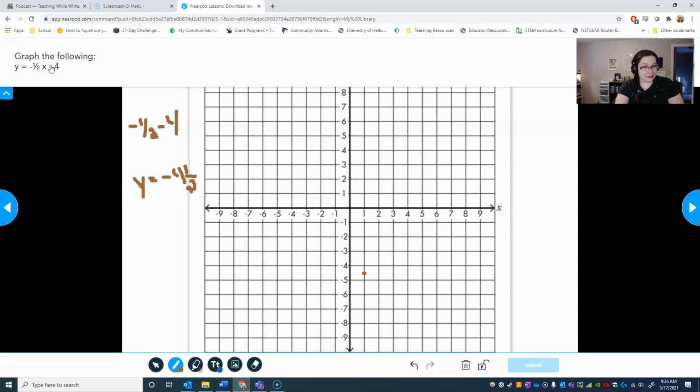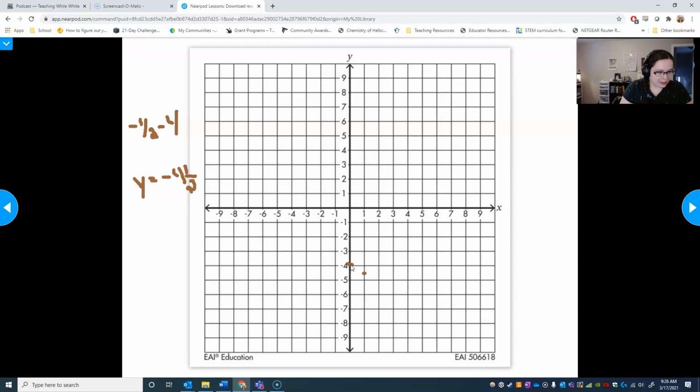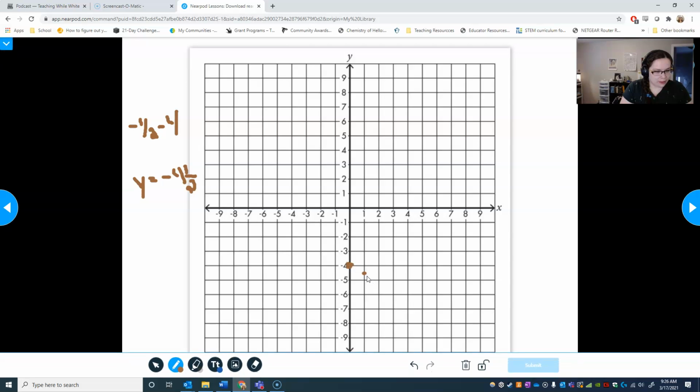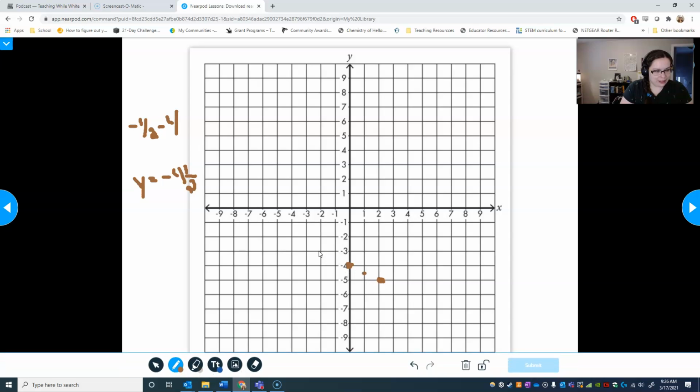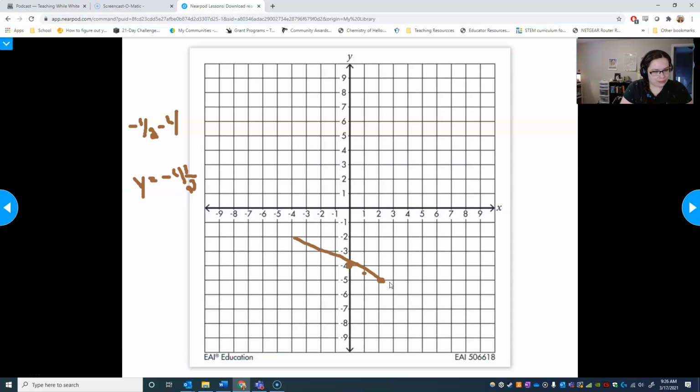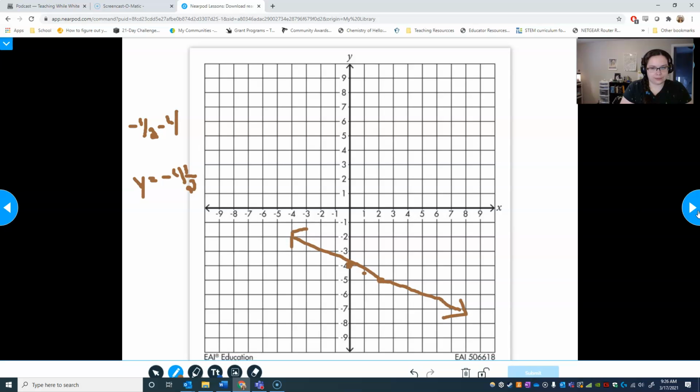You can also use 0. So if x equals 0, this whole first term equals 0, because anything times 0 is 0. So 0 minus 4 gives you negative 4. So at x equals 0, y is negative 4. Plot a third point. If you plot 2, it'll end up right here. And then you connect them. And don't forget to use arrows.